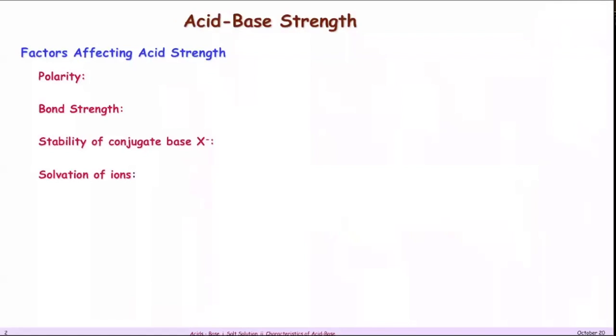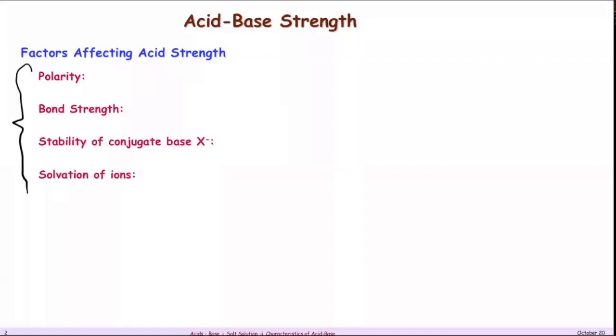The factors that determine the acid-base strength are polarity, bond strength, stability of the conjugate, and solvation of ions. So once we have these ions, you have to recognize what type of acids or bases they are, and their relative strength. These are the factors that determine the relative strength of an acid.